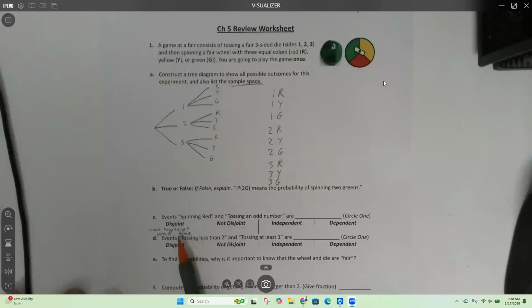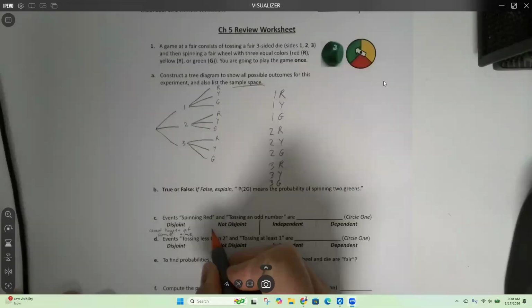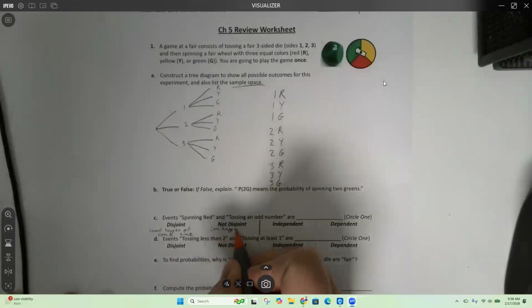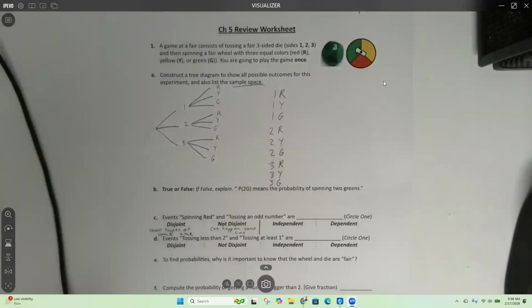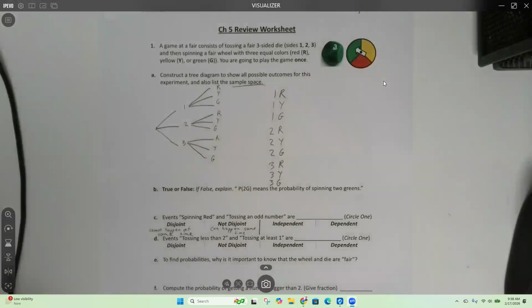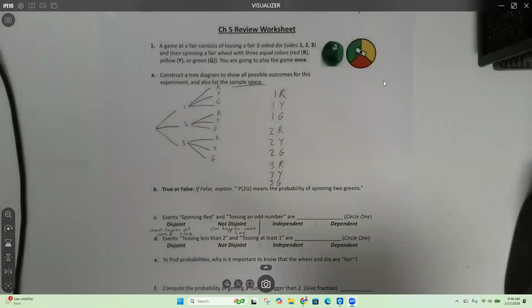Not disjoint means they can happen at the same time, right? Same game. I guess you can't play it at the same time because you have to roll the dice first and then you spin. You understand what I mean? I don't mean same time as in the same moment. I mean during the same result, the same sample space.